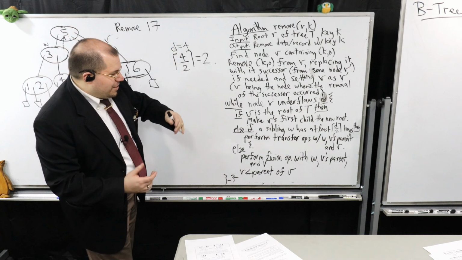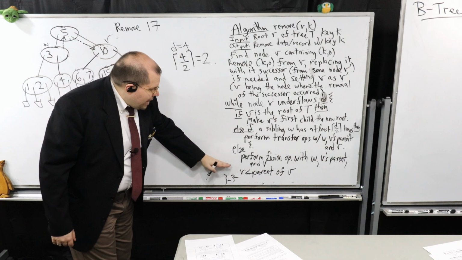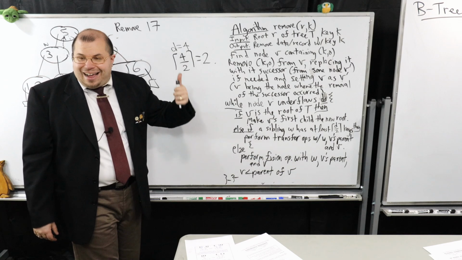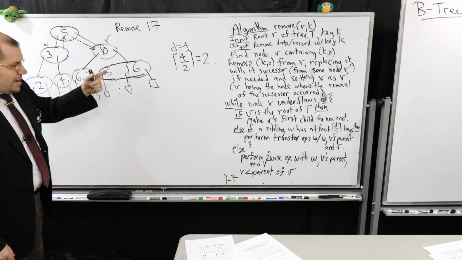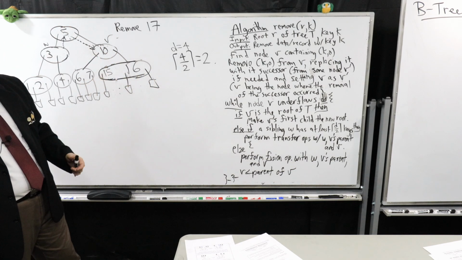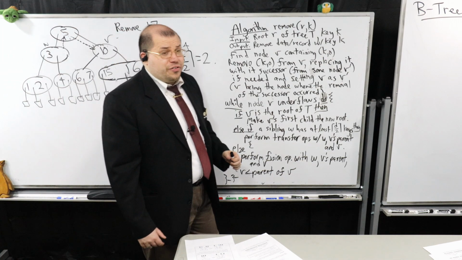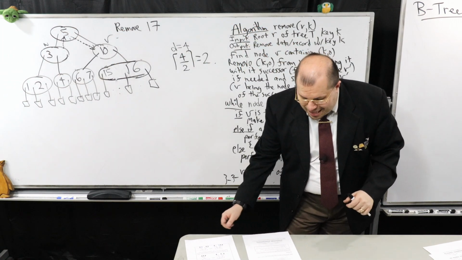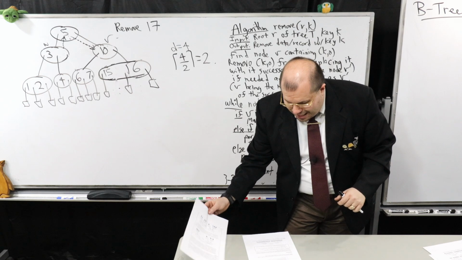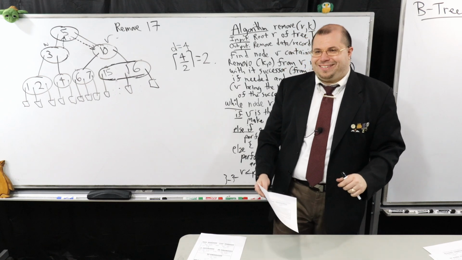I fuse them together in this case. And then I go up the tree, right? I go up to my parent. And then I continue doing this process until it's no longer the case that it underflows. So you might ask, what is the time complexity of all of this?